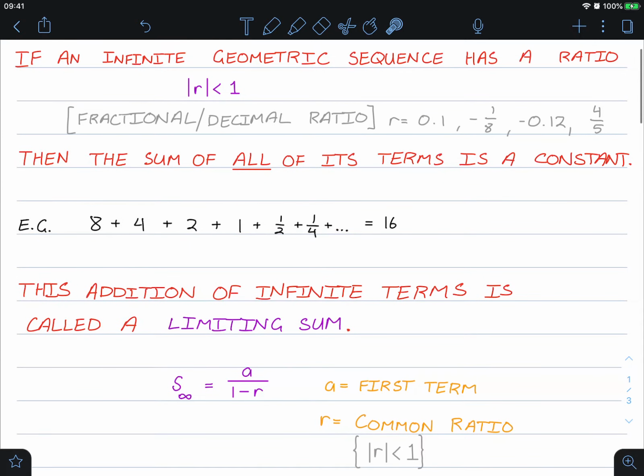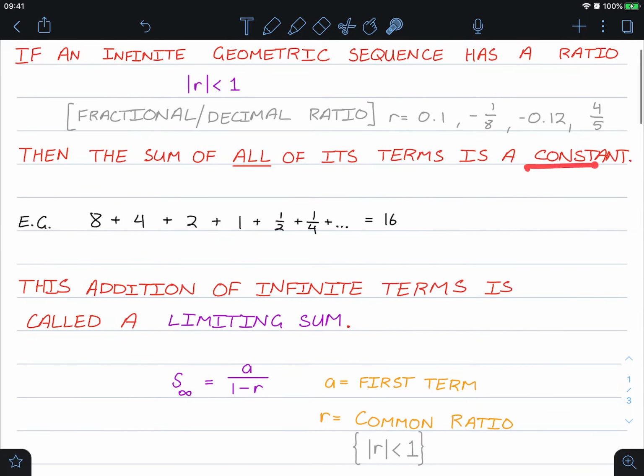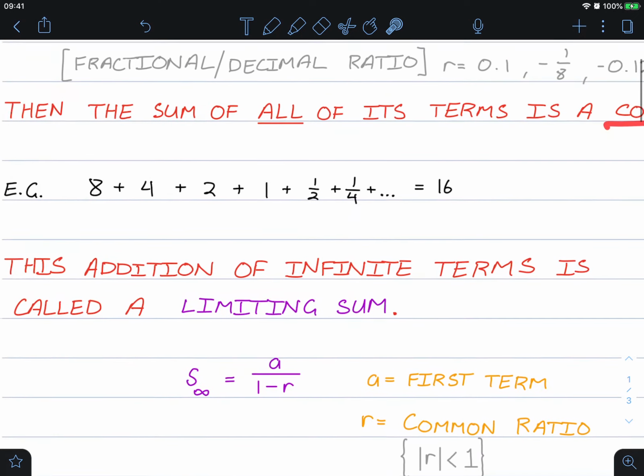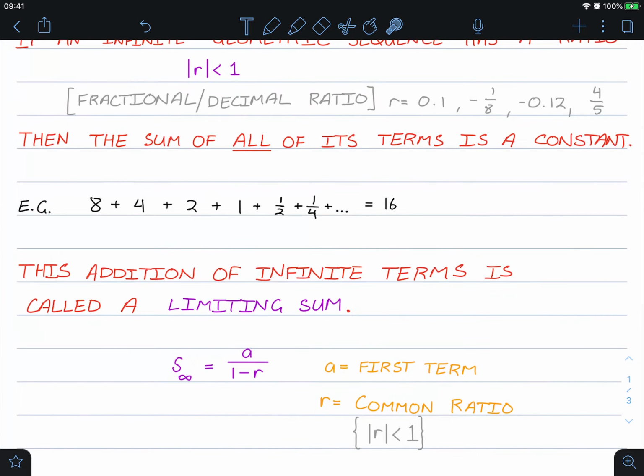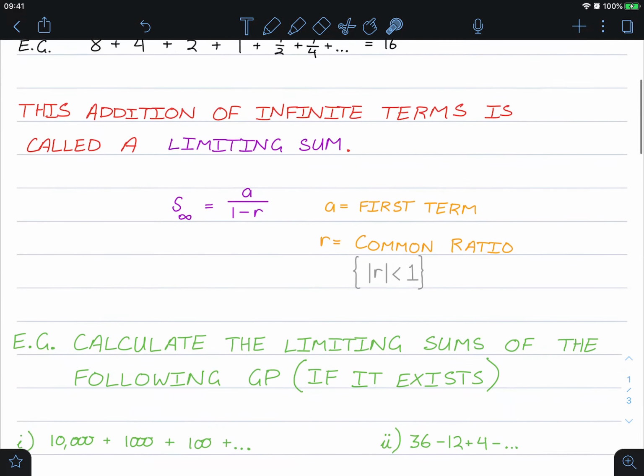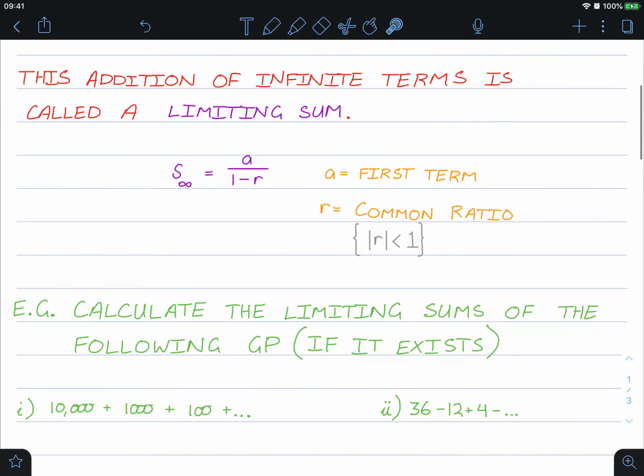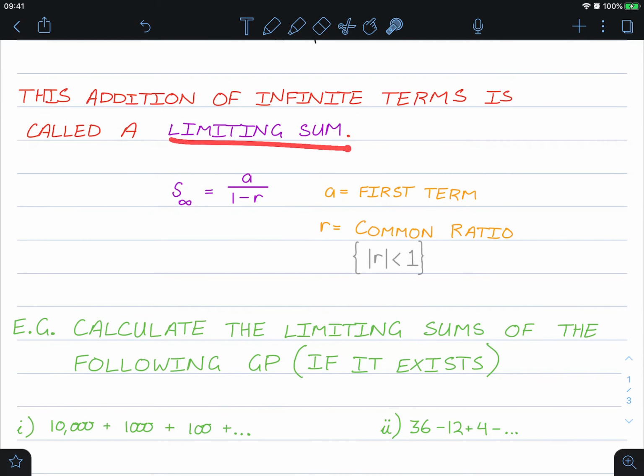If this is what we have, then the sum of all of its terms, even though it has an infinite number of terms, will be a constant. For example, 8 plus 4 plus 2 plus 1 plus a half plus a quarter plus an eighth, an infinite number of times, will actually just be equal to 16. This addition of infinite terms is called a limiting sum.